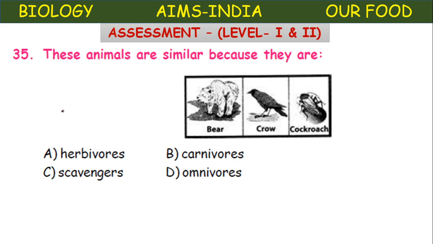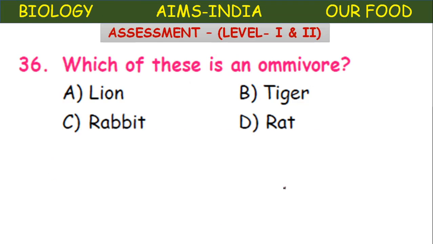These animals are similar because they are herbivores, carnivores, scavengers, or omnivores. They are all omnivores. Bear is an omnivore, crow is an omnivore, and cockroach eats everything. Omnivore. Which of these is an omnivore? Lion, tiger, rabbit, rat. The rat is an omnivore.